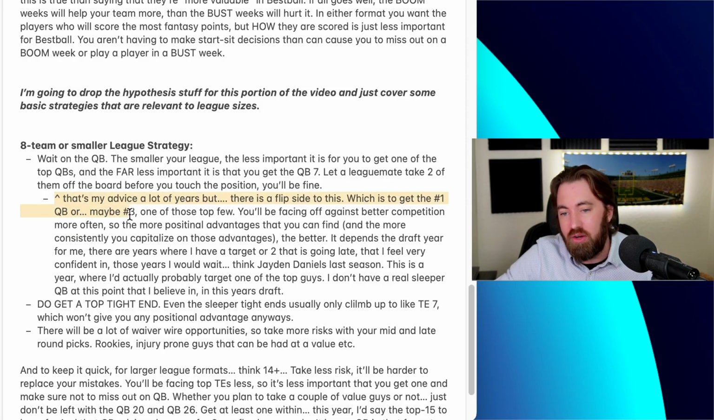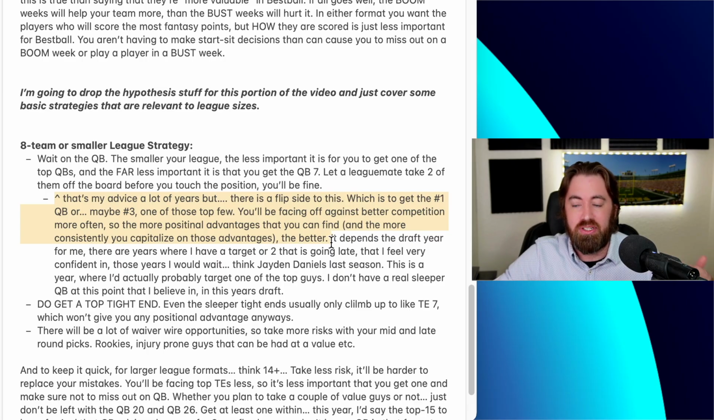And I would say, actually, maybe like the number 3 quarterback, one of those top few quarterbacks, depending on the season and how we view them. But that first tier of quarterback, I would argue, get at the back end of that tier in any format, but maybe even more so in these small leagues because every pick matters. You're going to be facing off against better competition more often. So the more positional advantages that you can find, and the more consistently you can capitalize on those advantages, which is something that you can't quite control, the better.